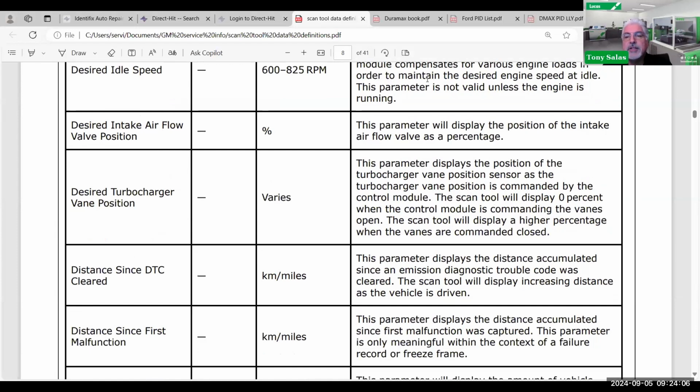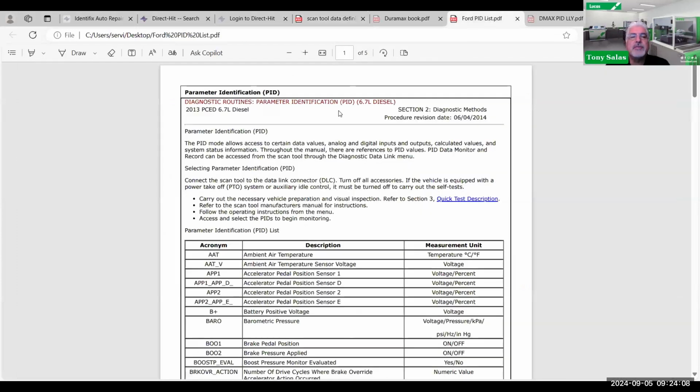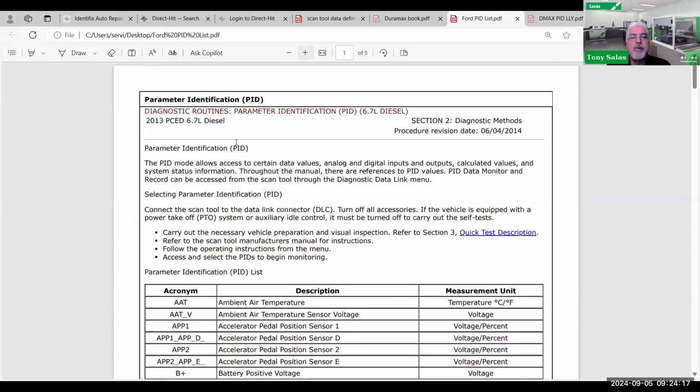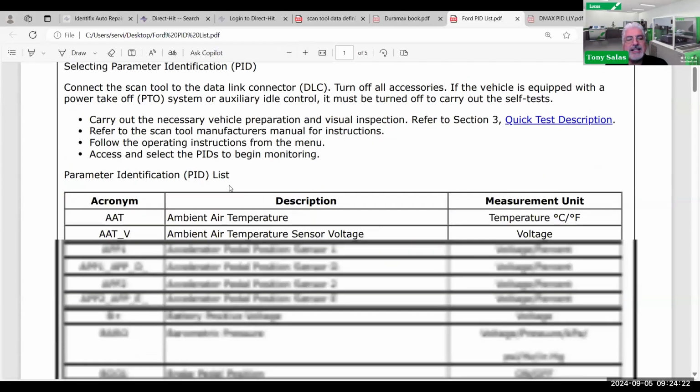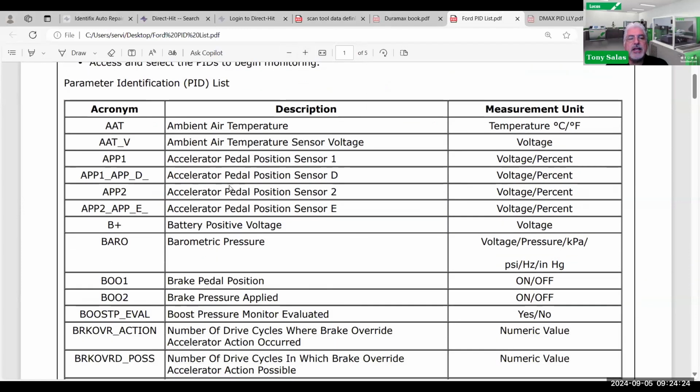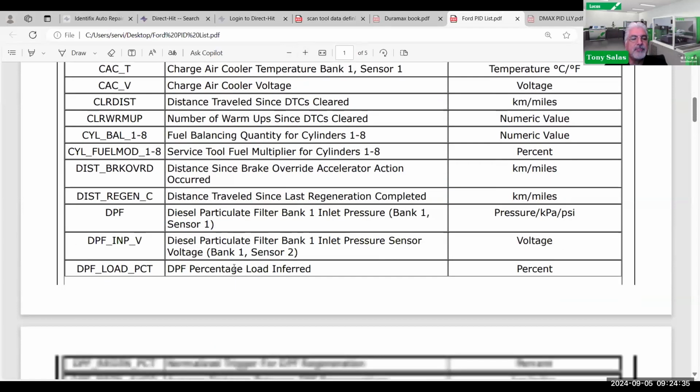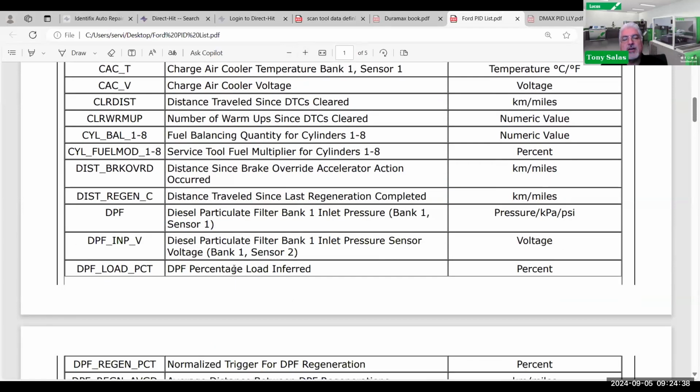So good info there. Now, if we switch gears and switch over to Ford, let me zoom this up. Here we can see a 2013 6.7 parameter ID list, and in this case, we don't get much description here. However, what I do have is the deciphering of the acronyms. And Lord knows it's hard for me since I deal with different diesels. It's hard for me to keep up with all the acronyms that are available.